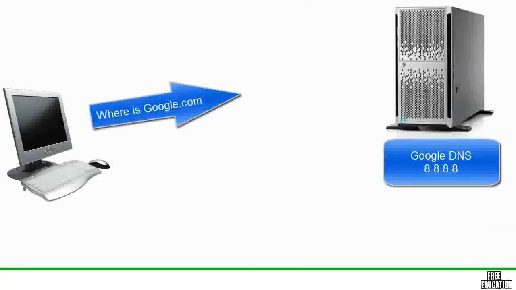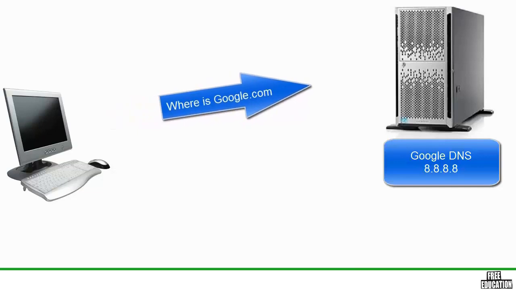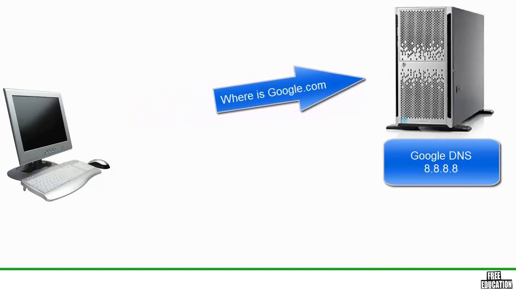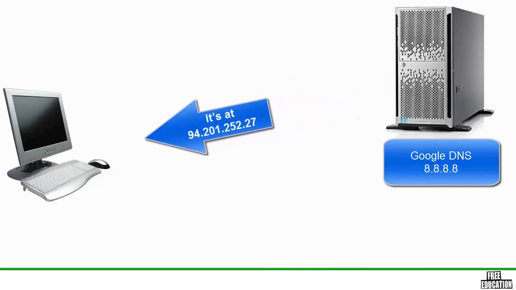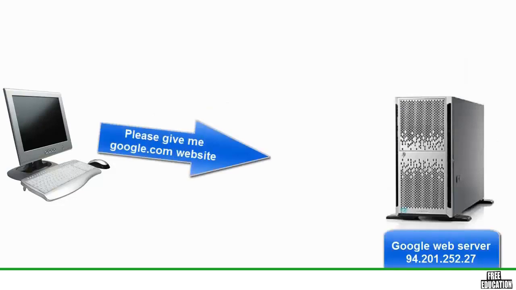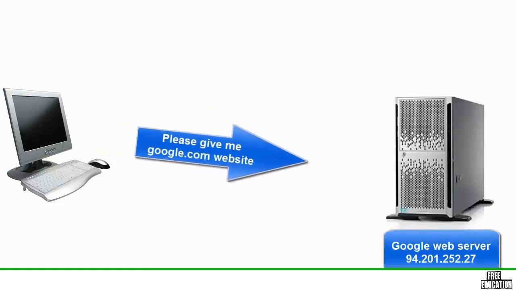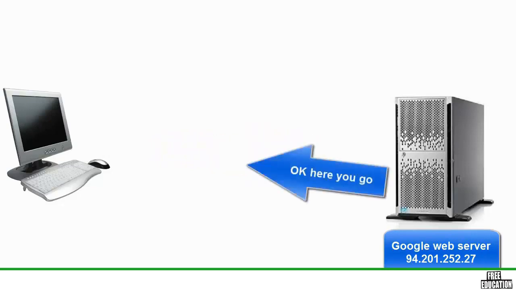So when I open my browser and I type google.com, what happens is that my machine will send a request to Google's DNS and ask it, where is google.com? The Google DNS will reply with the IP address. Then my machine will communicate with the IP address of the google.com web server. The web server will hand me back the google.com website.